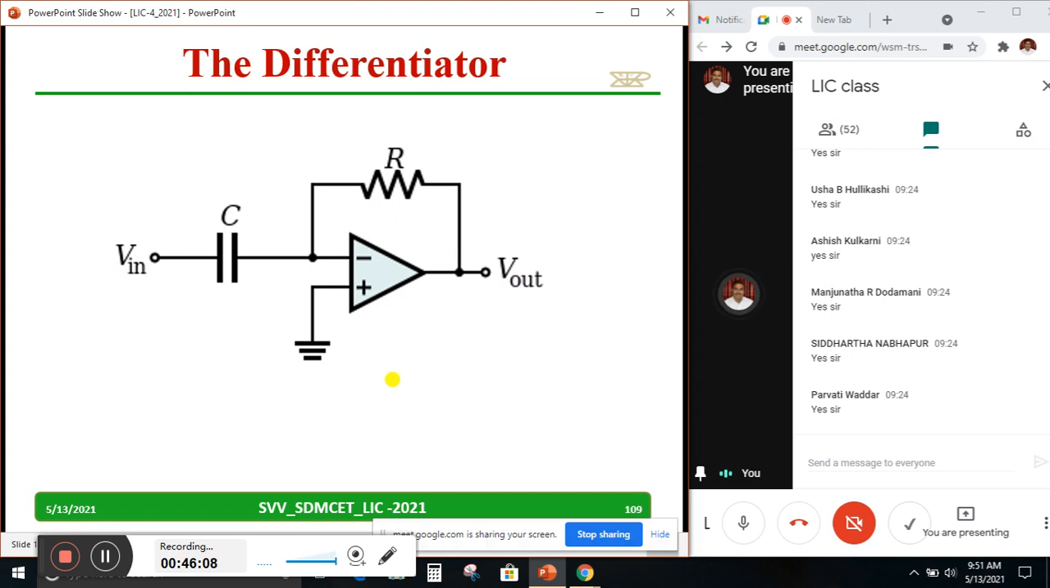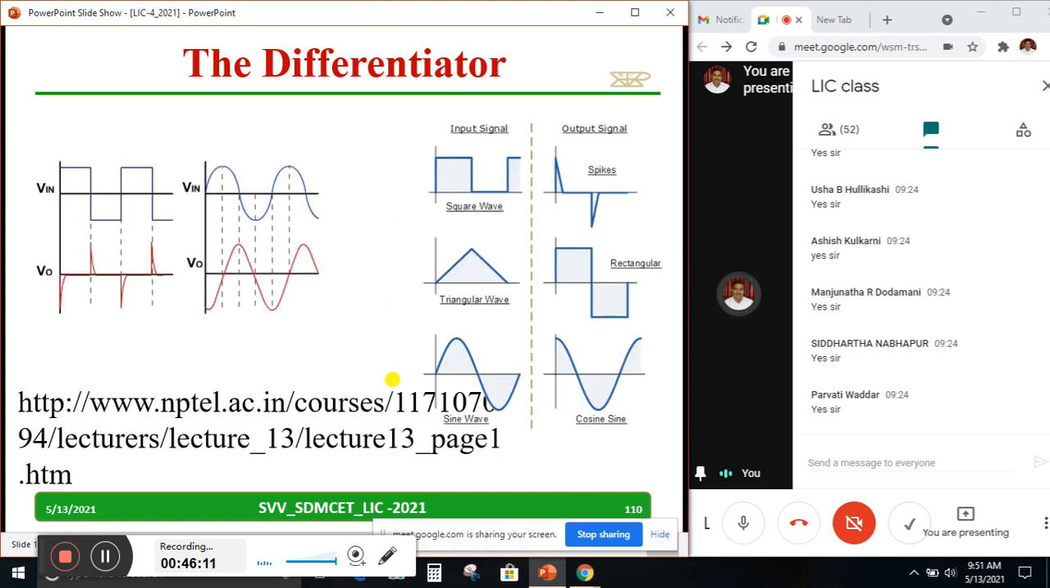Differentiator is, when you compare to the integrator, hardly a difference: R and C positions you have changed. That's all. Remaining is same. A lot of videos are there on the differentiator also. And integrator has spent a lot of time. Similarly, the differentiator you have to study as homework for you people.